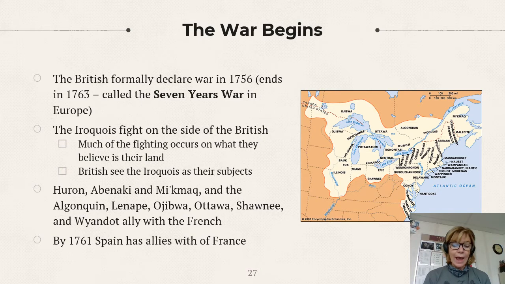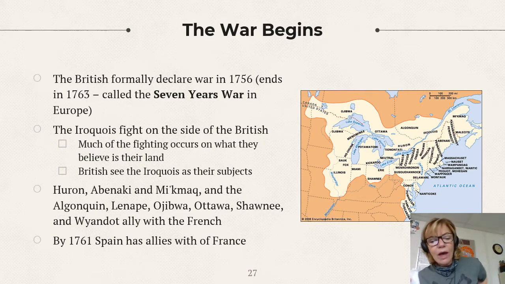Okay, so the war actually begins in 1756, when the British formally declare war, right? And so they bring in their allies. So it's the British with their Indian allies, which are the Iroquois, right? And that territory around New York. The Iroquois see that all these people are in their land and they want to expel them. The British see the Iroquois as their royal subjects and they want to control them, right?